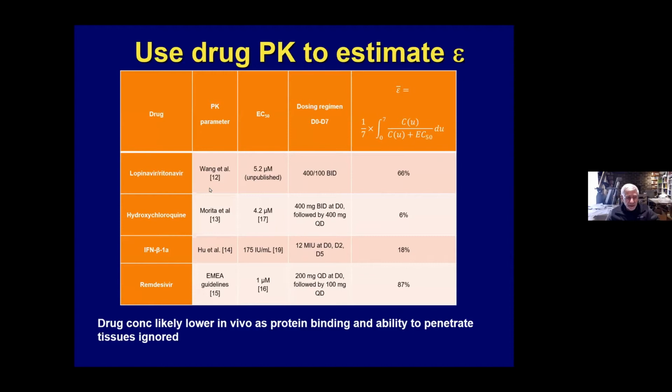Jeremy has close connections with people developing some of these drugs and had access to some PK data, pharmacokinetic data, for a variety of possible treatments. We actually could then use the dose dependence. So this is meant to be the drug divided by the EC50, as we're getting the effectiveness. Here we were thinking of a 7-day course, and this is just an average effectiveness. If one had detailed PK data, you could actually do this as a function of time, and epsilon would be varying.